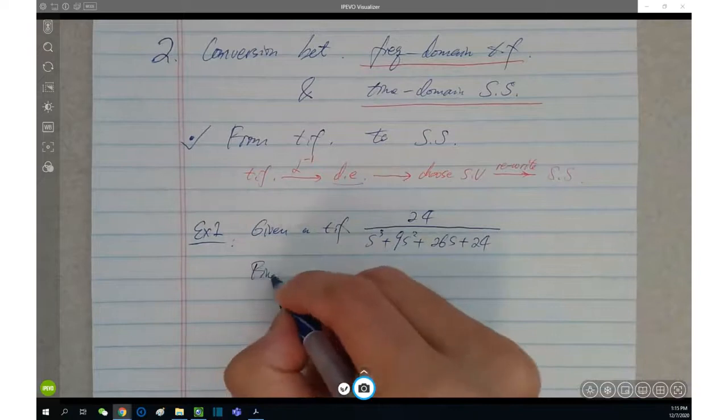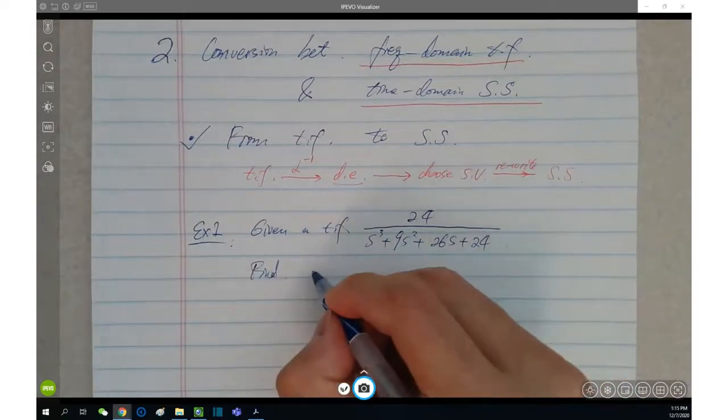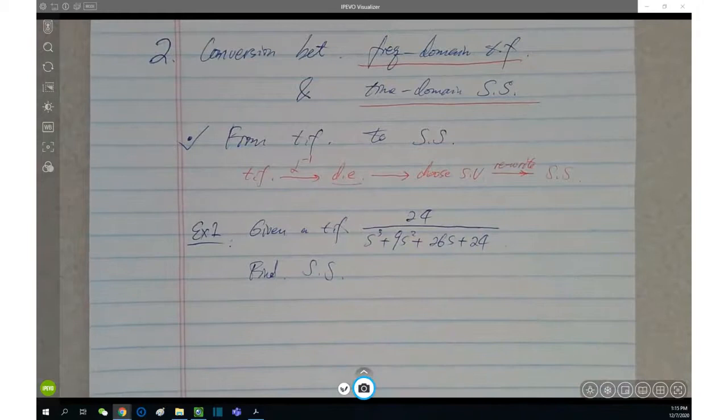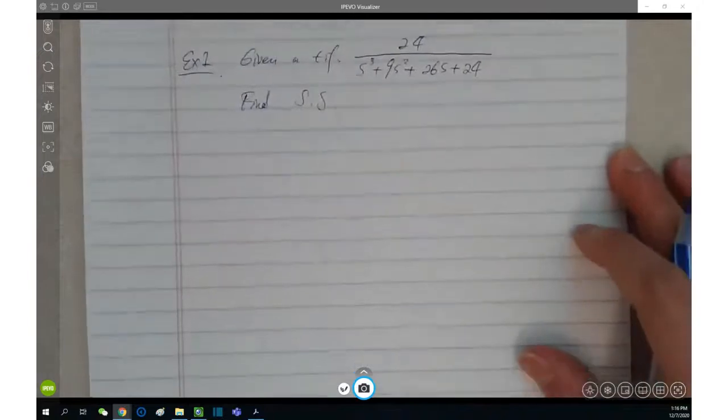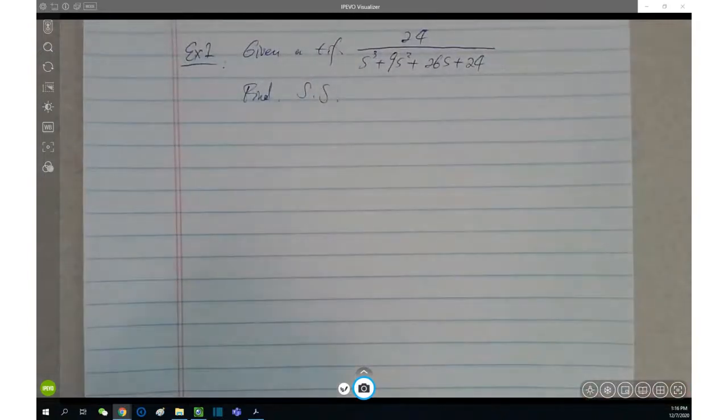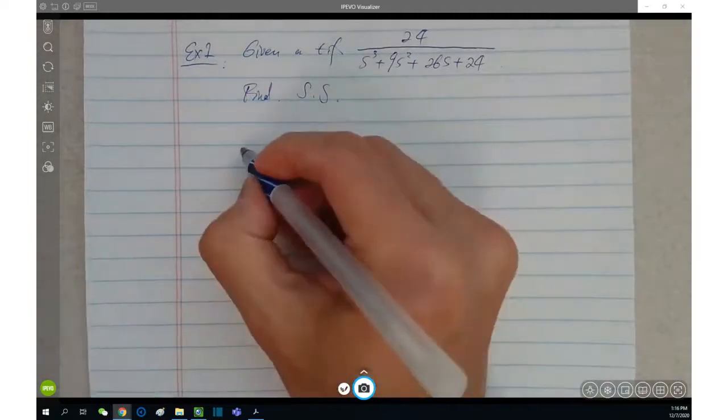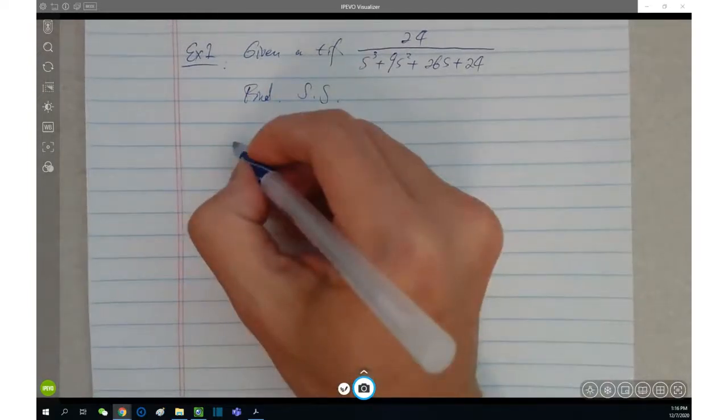Now just find the state space. Find a corresponding state space for the system. This transfer function given is trying to model some certain system, and then we're looking for the equivalent state space modeling in the time domain. Everything makes sense. Let's see how to do it. Follow the procedure like this. First of all, we have a transfer function.